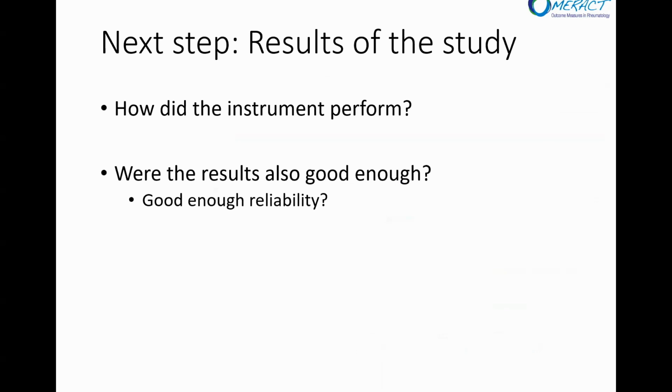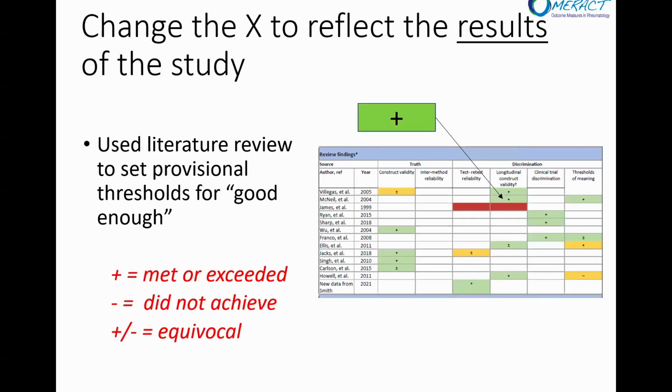So the next step is to look at the results of the study. So what did it say? Did it say that the instrument had good reliability or bad reliability? Were the results also good enough? So this is where we change the X to reflect the results of the study. So we did a literature review on different standards or thresholds for what good enough construct validity or reliability was. And we created provisional thresholds for what we considered at OMRAT to be good enough. So if it met or exceeded those thresholds, then you would put a plus in the box. If it did not meet it, then you'd put a minus. And if it was equivocal, then you'd have a plus minus.